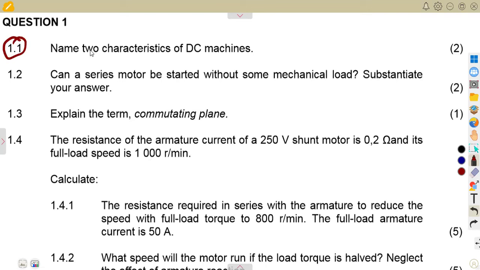We are given: name 2 characteristics. Take note, these are characteristics of DC machines. As long as you are referring to a DC machine, what are the characteristics? Not to consider that it's a generator or a motor, just a DC machine. What is it that you need there?